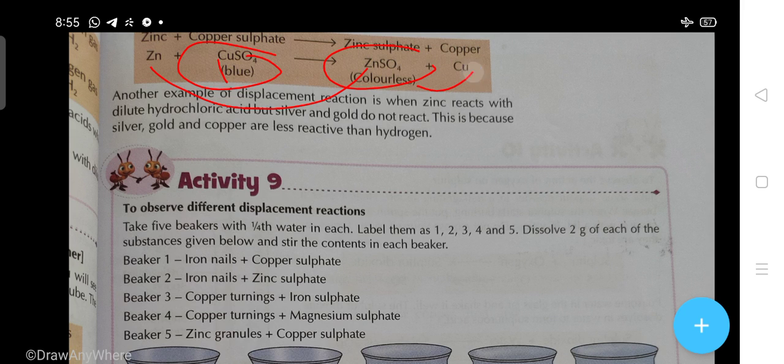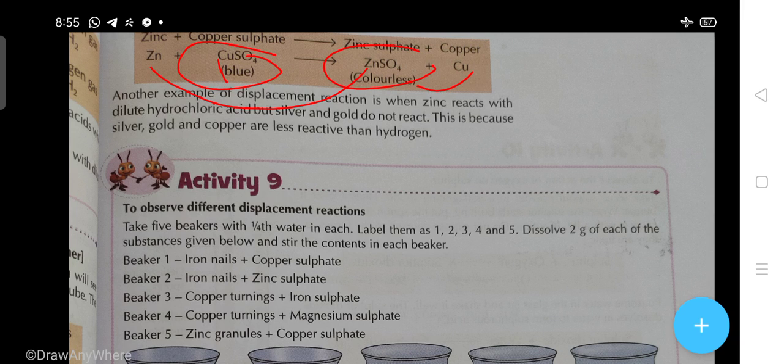Now copper is out. Another example of a displacement reaction is when zinc reacts with dilute hydrochloric acid but silver and gold do not react. This is because silver, gold and copper are less reactive than hydrogen.